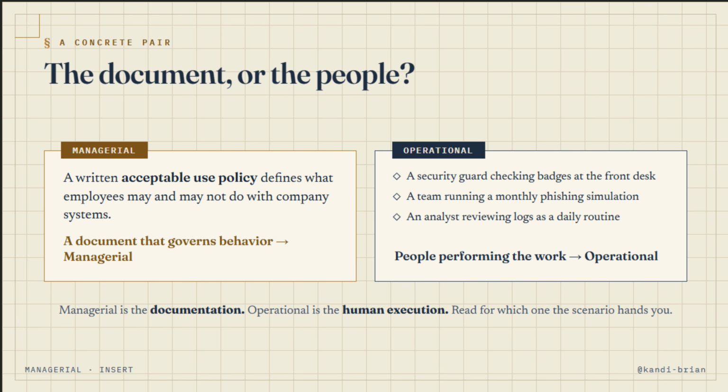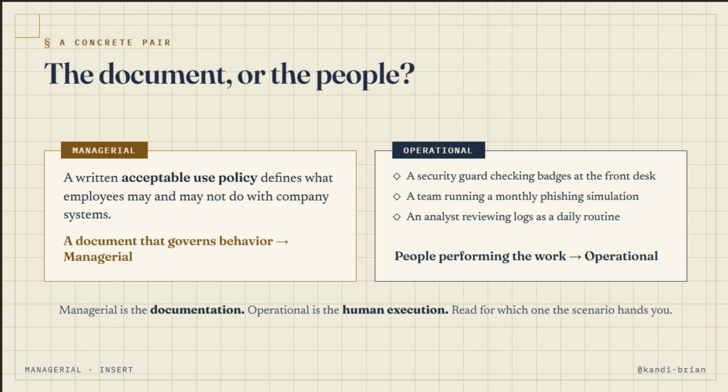Consider a concrete pair, so this locks in. Imagine the question describes a written acceptable use policy that defines what employees are and are not allowed to do with company systems. That is managerial. It is a document. It governs behavior through written rules. Now imagine the question describes a security guard checking badges at the front desk, or a team running a monthly phishing simulation, or an analyst reviewing logs as part of their daily routine. Those are operational because they are people performing security tasks day to day. Same broad world of people and procedures, but the managerial side is the documentation and the operational side is the human execution.